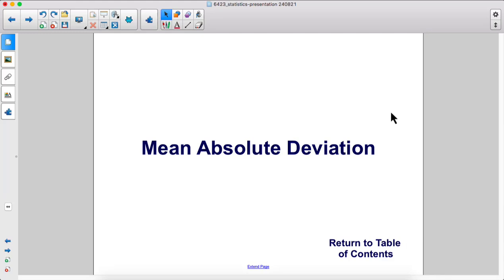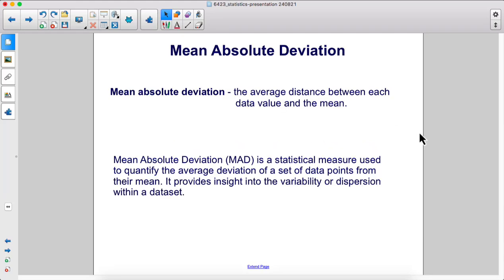Mean absolute deviation. Mean absolute deviation is the average distance between each data value and the mean. Mean absolute deviation, or MAD, is a statistical measure used to quantify the average deviation of a set of data points from their mean. It provides insight into the variability or dispersion within a dataset.